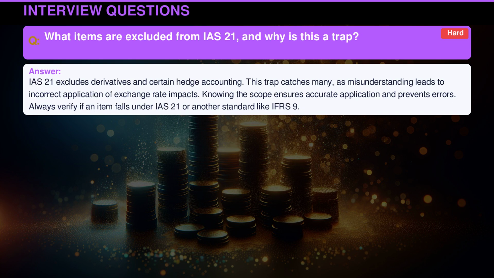IAS 21 excludes derivatives and certain hedge accounting. This trap catches many, as misunderstanding leads to incorrect application of exchange rate impacts. Knowing the scope ensures accurate application and prevents errors. Always verify if an item falls under IAS 21 or another standard like International Financial Reporting Standards 9.